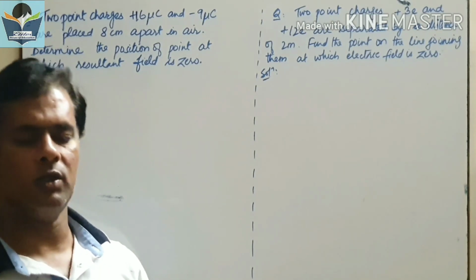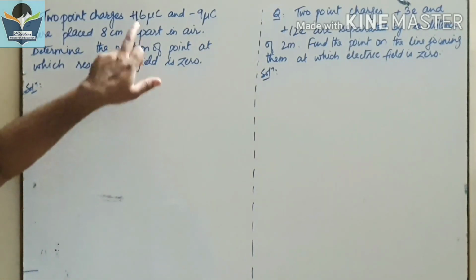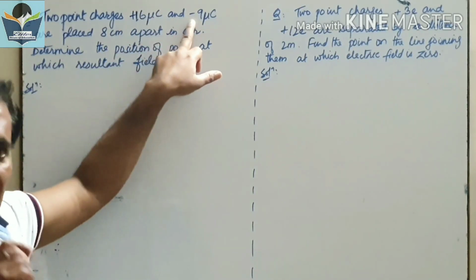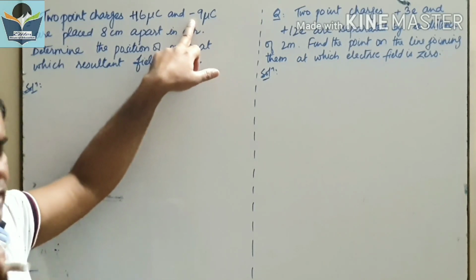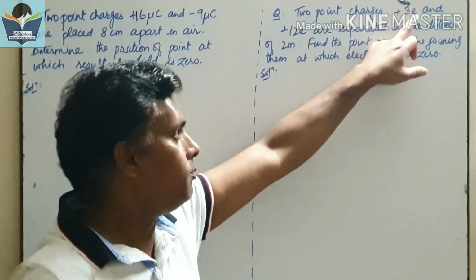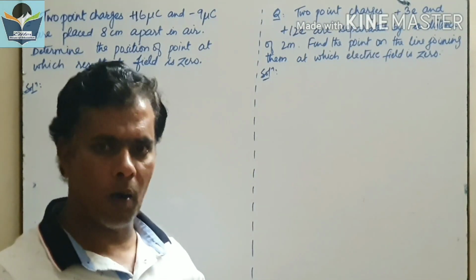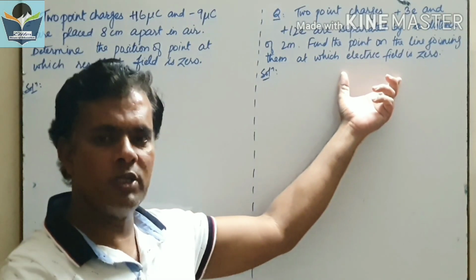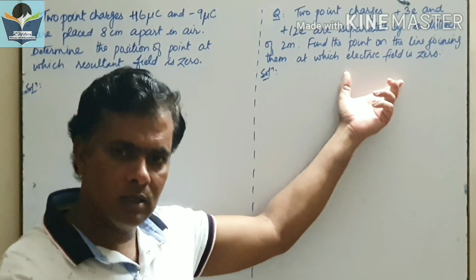What is the difference between the two questions? Remember, focus on this. I have taken here two unlike charges, one positive and the other negative. And here I have taken two like charges, both positive. It can be both negative as well, no problem. The process of solution will remain the same.